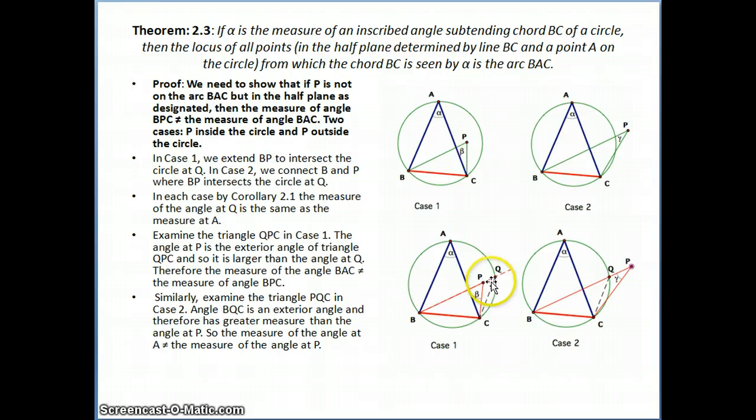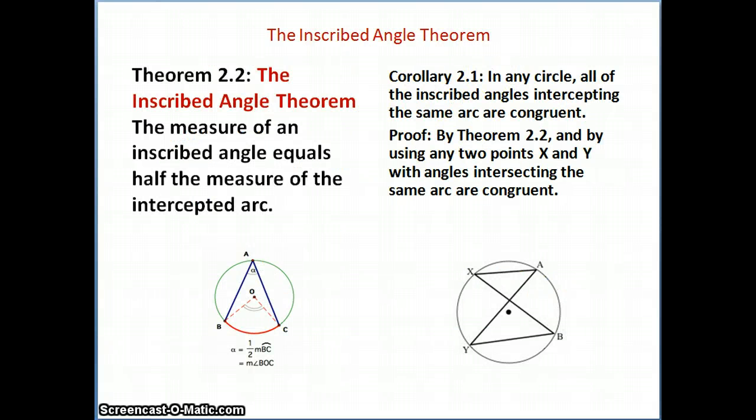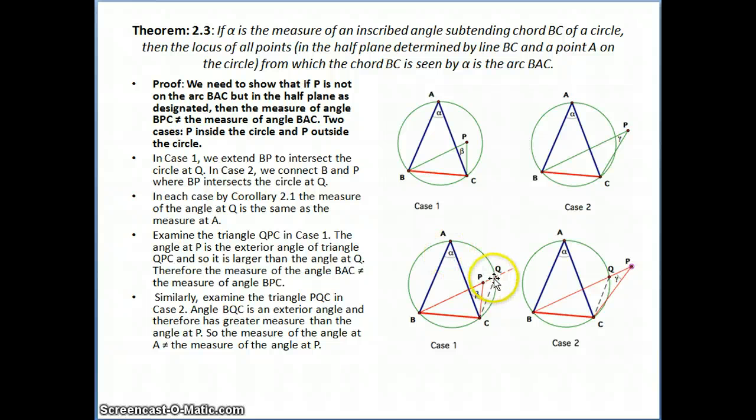And we know angle Q and angle alpha are congruent because they are both inscribed angles and they both share the common arc BC, by corollary 2.1. These two inscribed angles intercepting the same arc are congruent. So alpha and Q are congruent, or you can say angle A and angle Q are congruent. But beta is bigger than Q, which means beta is bigger than alpha. So we proved if P is inside, beta is bigger than alpha.